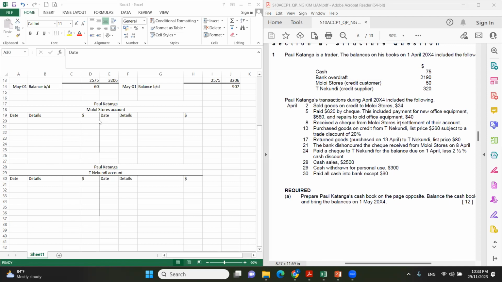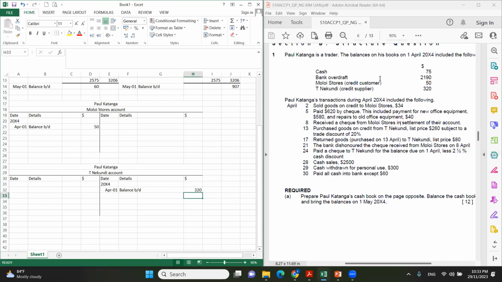In here, as usual, when you first write the entry at the beginning of the month, 20X4, the asset must be in the debit side. So April 1st, balance brought down, and the amount is 50. Whereas for T Nukudin, 20X4, April 1st, balance B/D. Same thing, opening balance, balance B/D, 320.